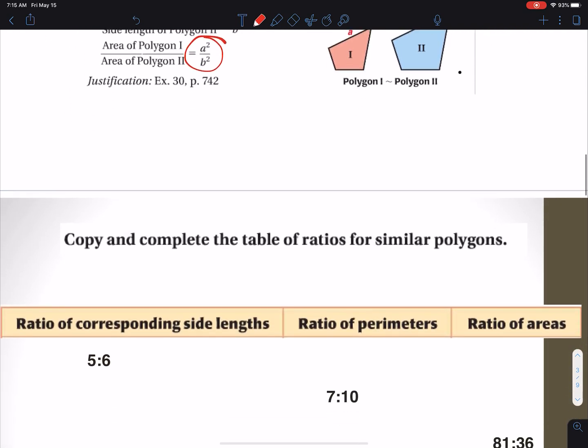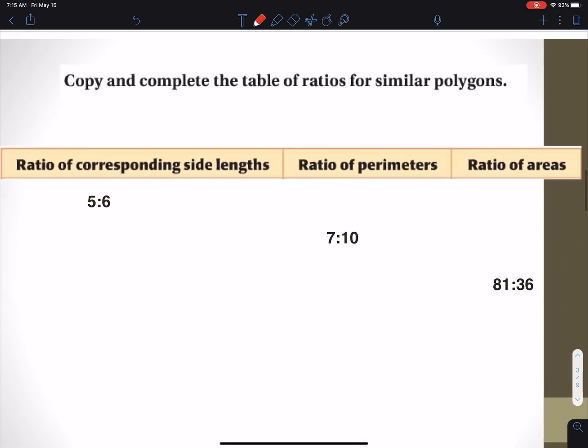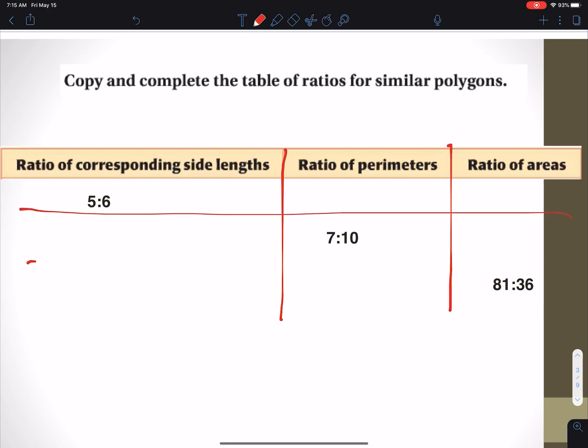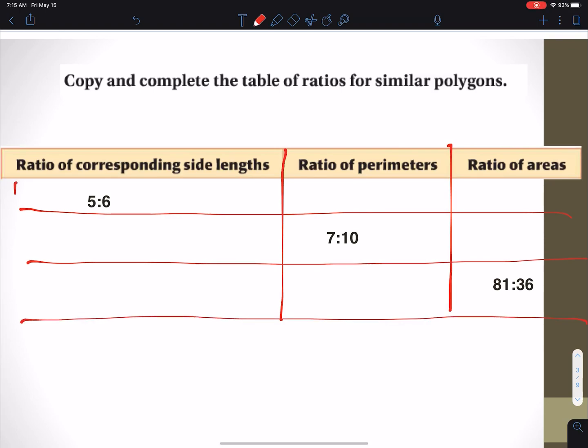Okay, let's go ahead and look. So first of all, we're going to copy and complete this table of ratios for similar polygons. So let me actually extend the table just so you can see what's going on. Okay. So we've got 3 different shapes going on. So this is number 1, number 2, and number 3. Okay, so 3 completely different problems.